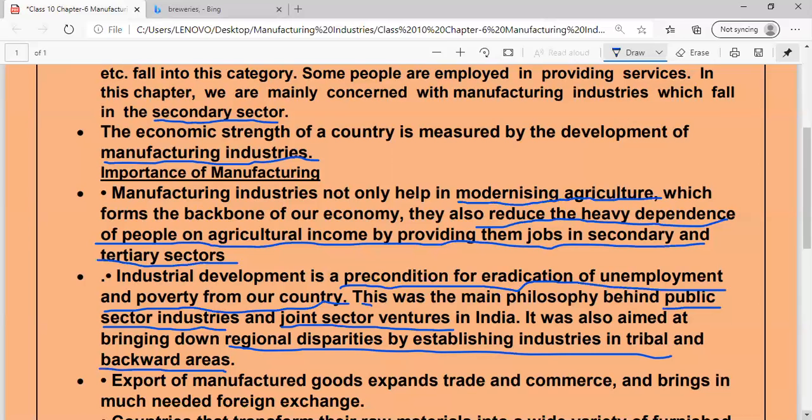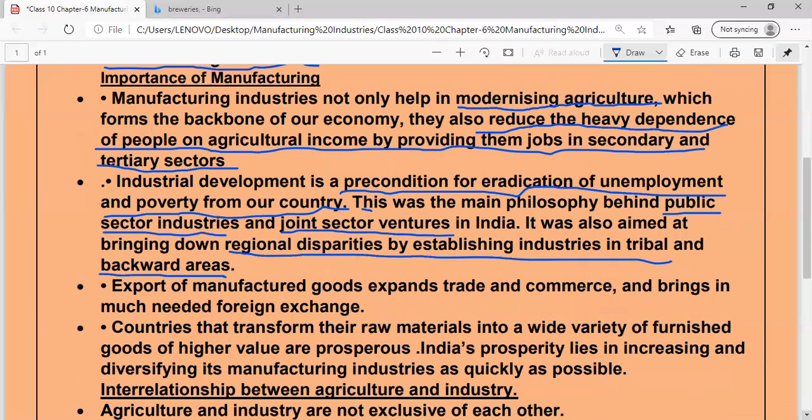Now, export of manufactured goods expands trade and commerce. If excess amounts of goods are produced in our country, then you can export, and it will bring money into our country. Then commerce and business activities would flourish, and you will get foreign exchange. Foreign exchange means foreign money. So when you are exporting goods to foreign countries, you are selling goods to foreign countries, and you are getting foreign money in return.